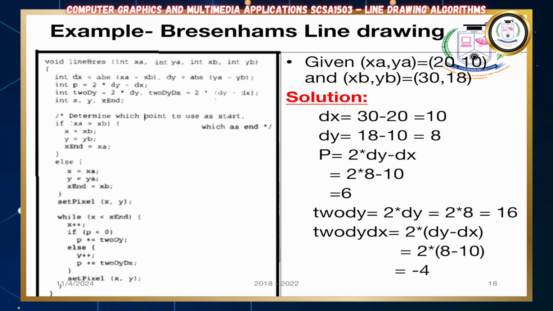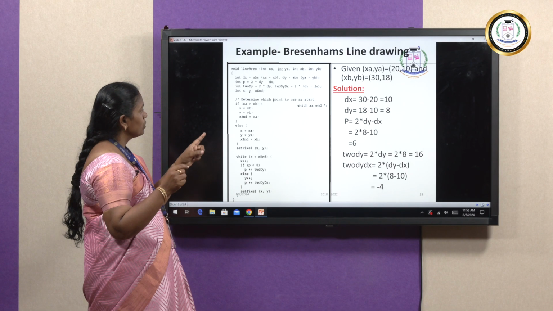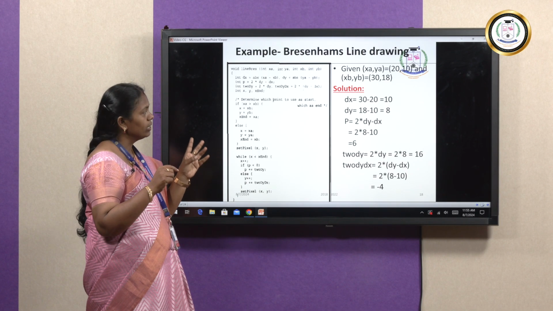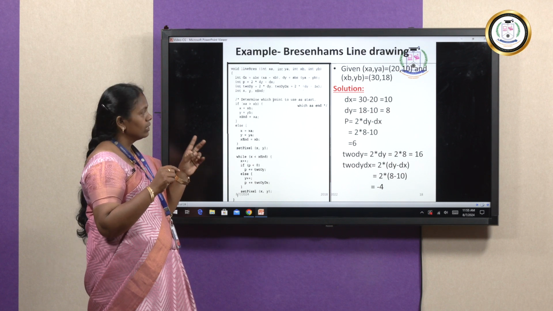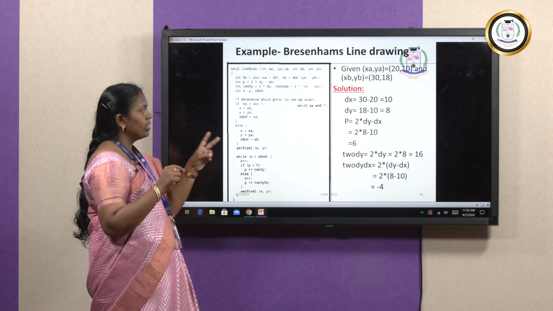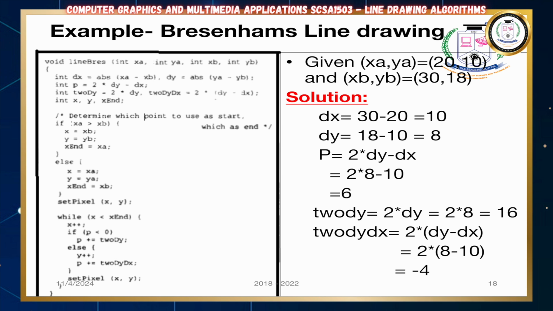This is my starting point and ending point. So here the solution: first step, we have to calculate dx. Next, we have to calculate dy, that is x2 minus x1, y2 minus y1. Then we calculate the p value using the formula given in your algorithm, 2 into dy minus dx. Just substitute the values, and we get the p value.